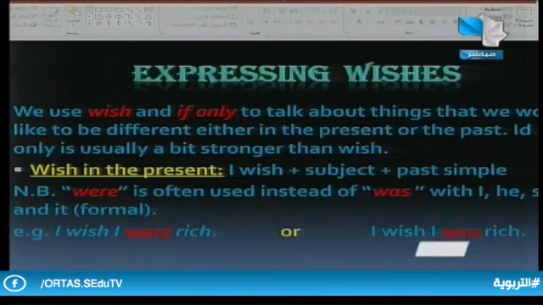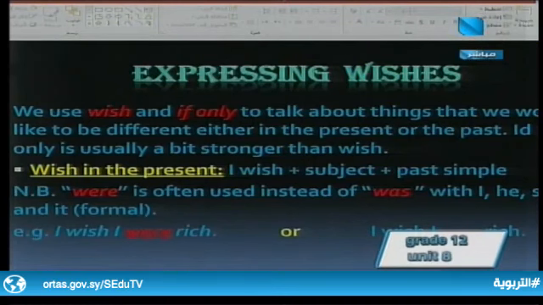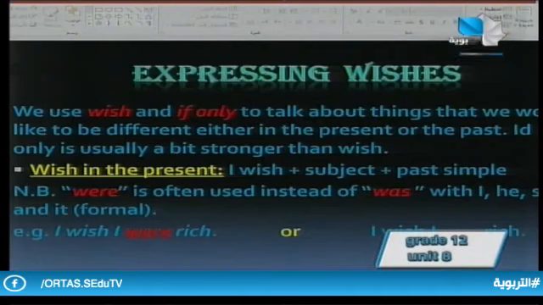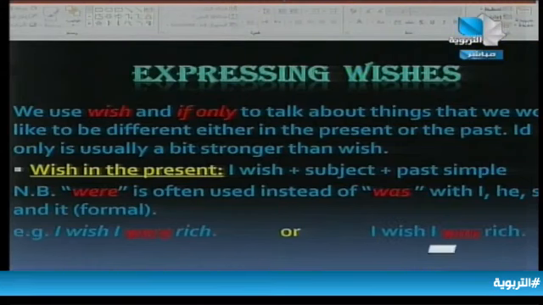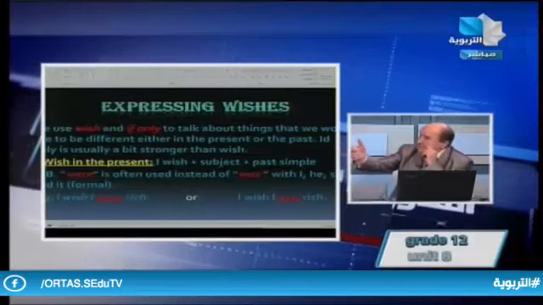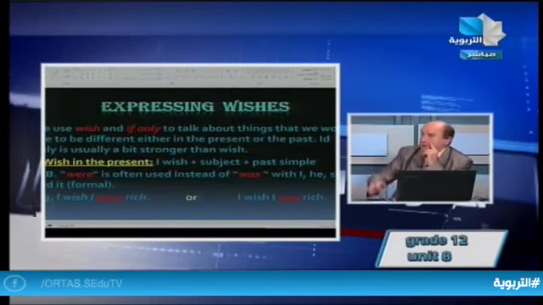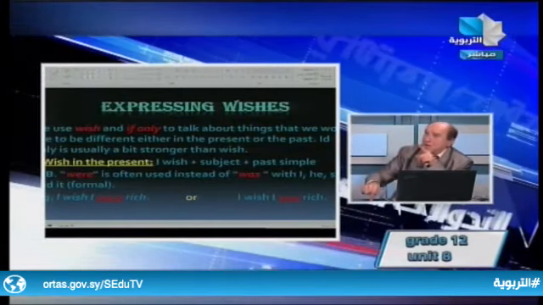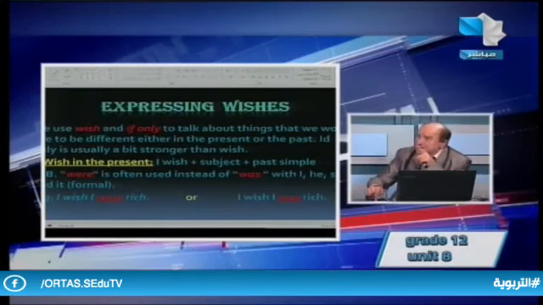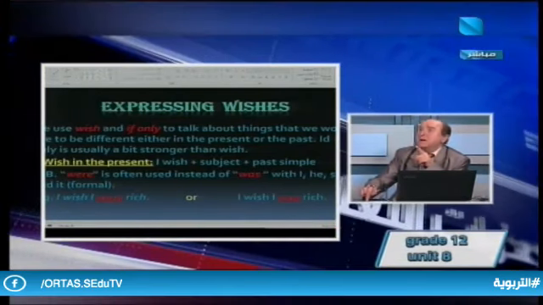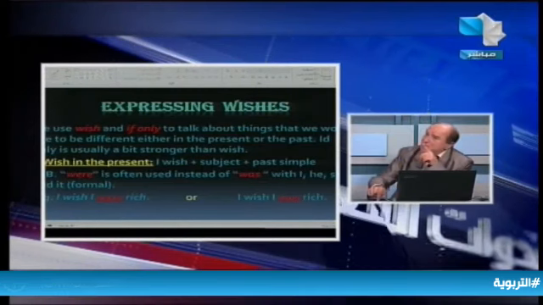So the main verb that follows wish must be in the past. It can't be in the present. It must be either simple past or past perfect, according to the wish. If the wish is in the present, then it must be in the simple past. If the wish is in the past, then the verb should be in past perfect.